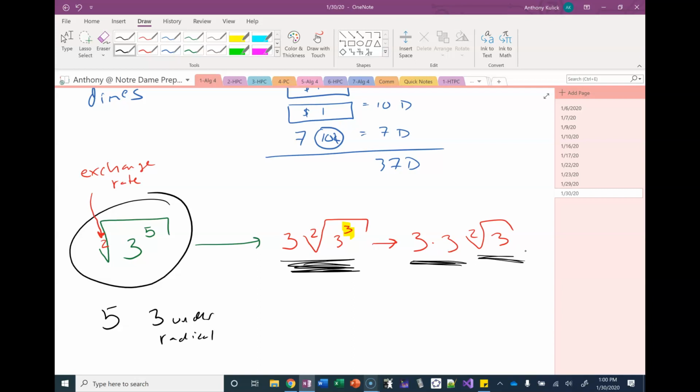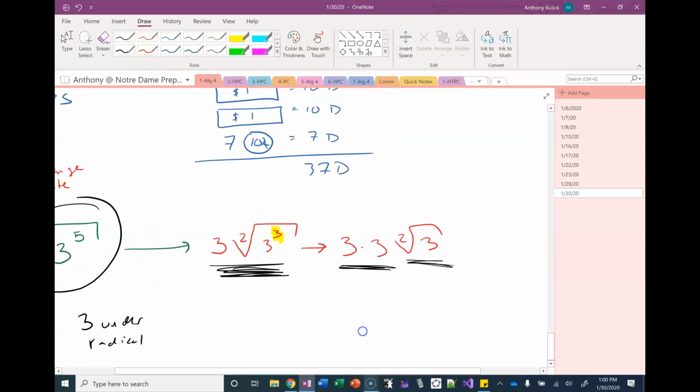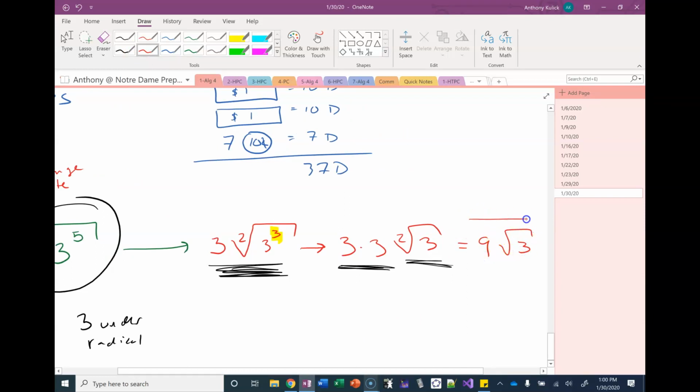So as long as the exponent is bigger than the index, you can keep taking it out? Yes. So this then we would call 9 square root 3. This is our reduced radical. We don't need to write the 2 there for a square root. I just wrote it in to illustrate what the exchange rate was.